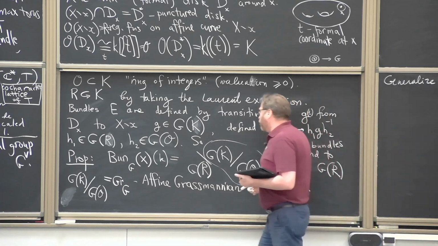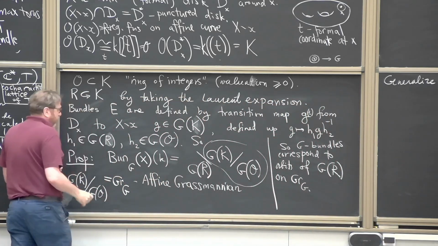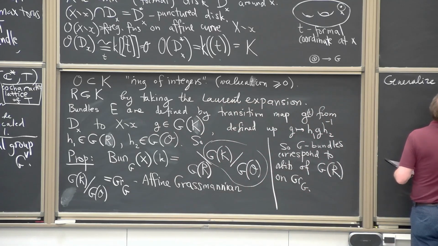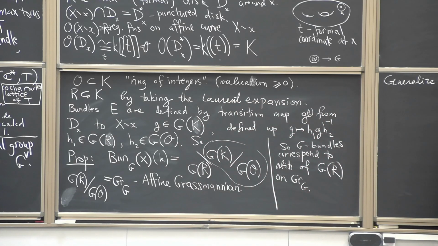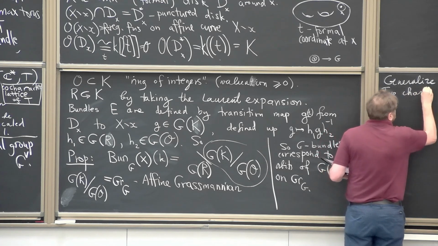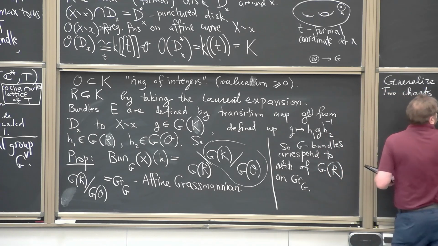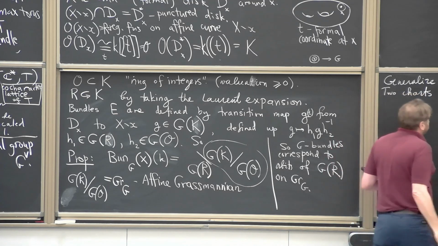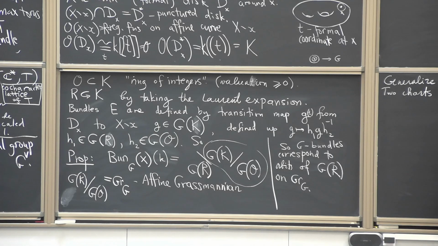So instead of removing one point, why should we remove just one point? We can remove any finite set of points. So suppose S in X is a finite subset, and then we can consider two charts. First of all, the affine curve X minus S. I want the subset to be non-empty, so this is going to be an affine curve. And the second is a disjoint union over points in my set S of the disks D_x.